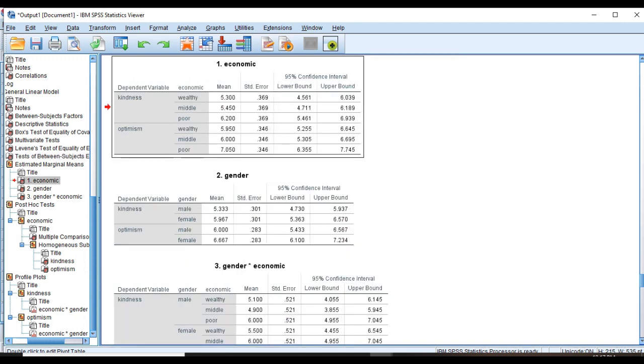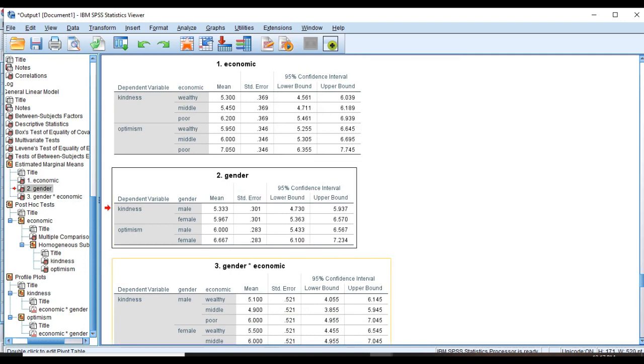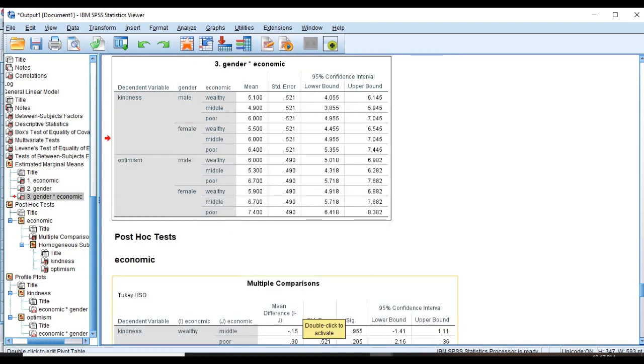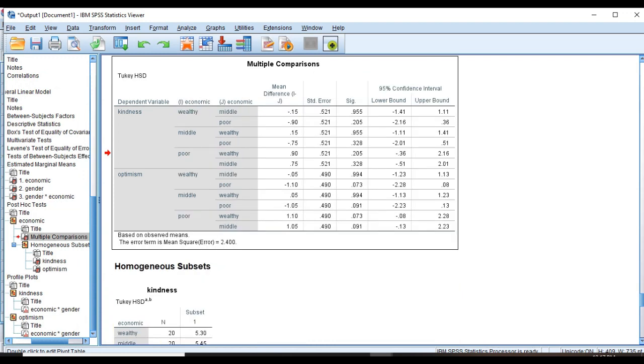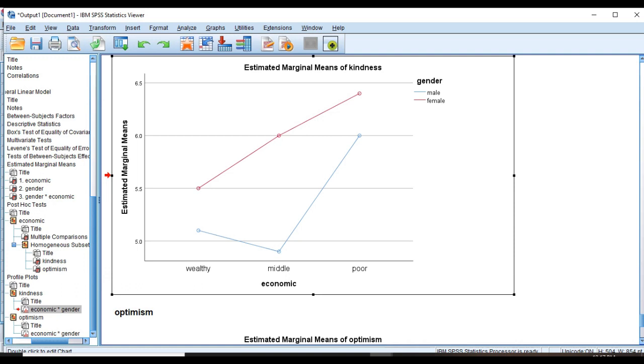You can see the confidence interval for gender, economic, and for the combination of these two. We have the post hoc test for economic. There is no statistically significant p-value for any of the results. Across all levels, the scores are growing for females, but for males, it has a drop for middle class people. But the lowest scores for both are the wealthy class, and the highest are the poor class.